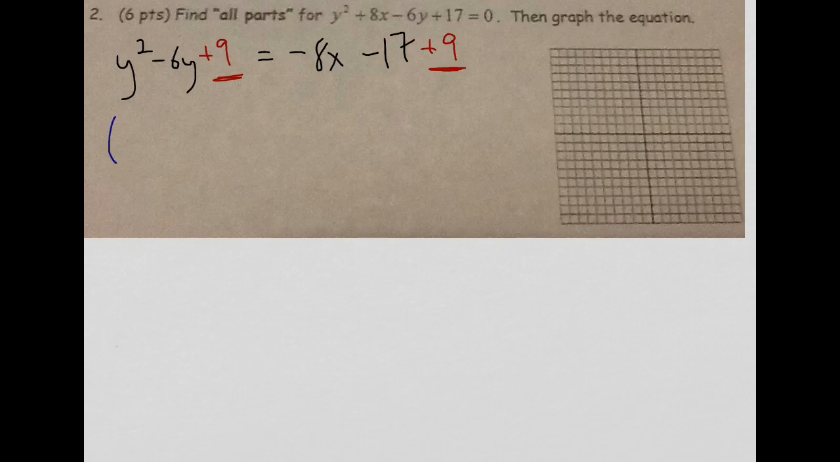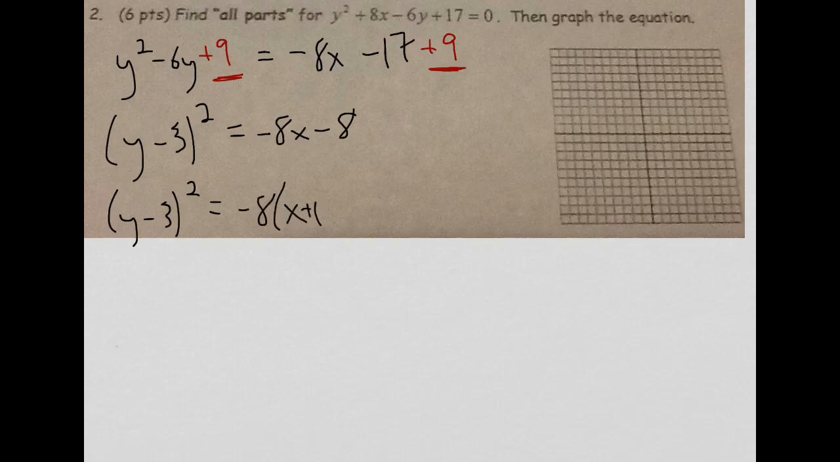Factor, I get y minus 3 squared. So y squared parabola, I know it's going to open sideways, equals negative 8x minus, comes out to be 8. So I can now factor out the right side and write this as y minus 3 squared equals negative 8 times x plus 1.